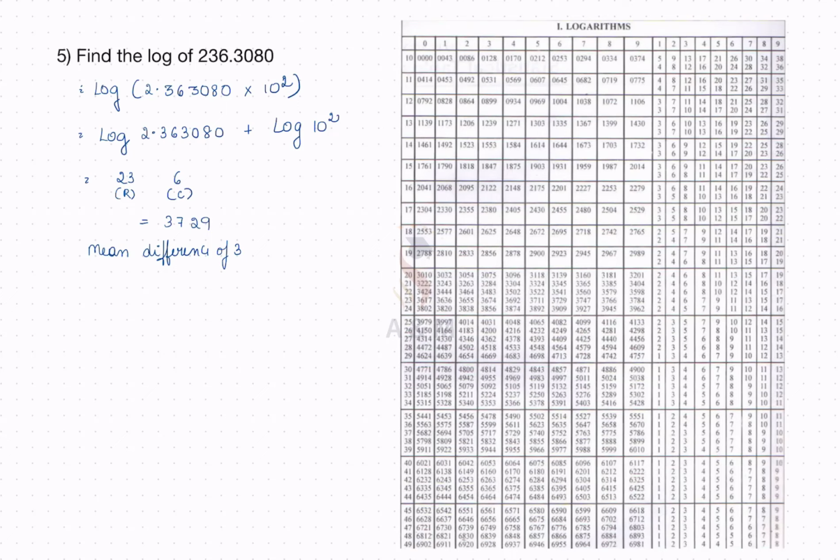row it is 23 and mean difference is these columns. So here mean difference of 3. Here it is 3. It is plus 6. Therefore 3729 plus 6 is 3735.